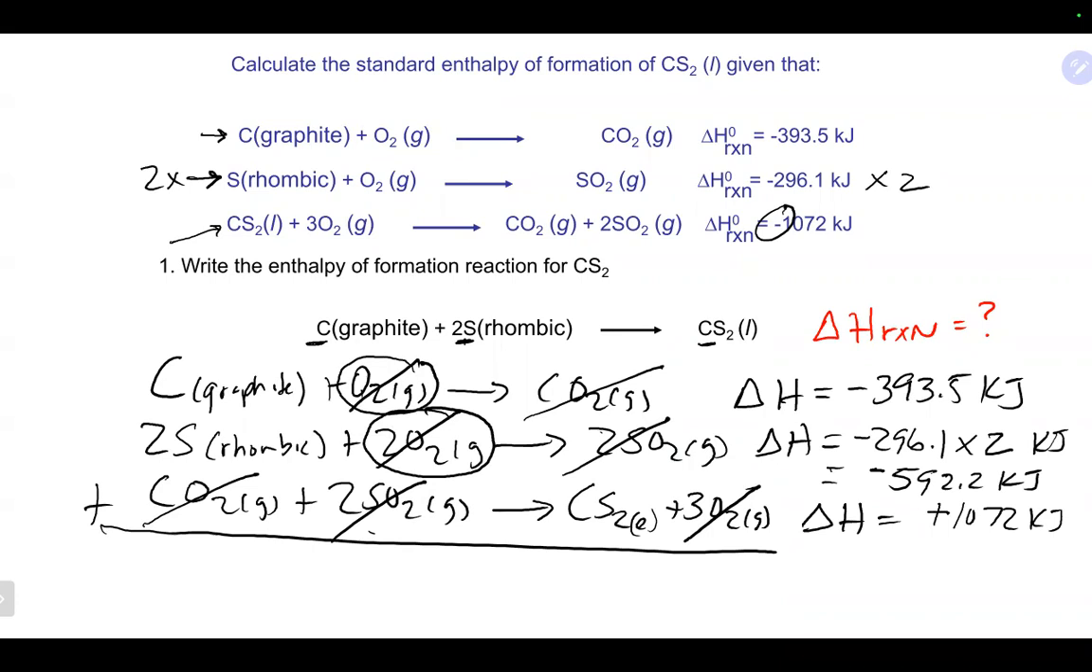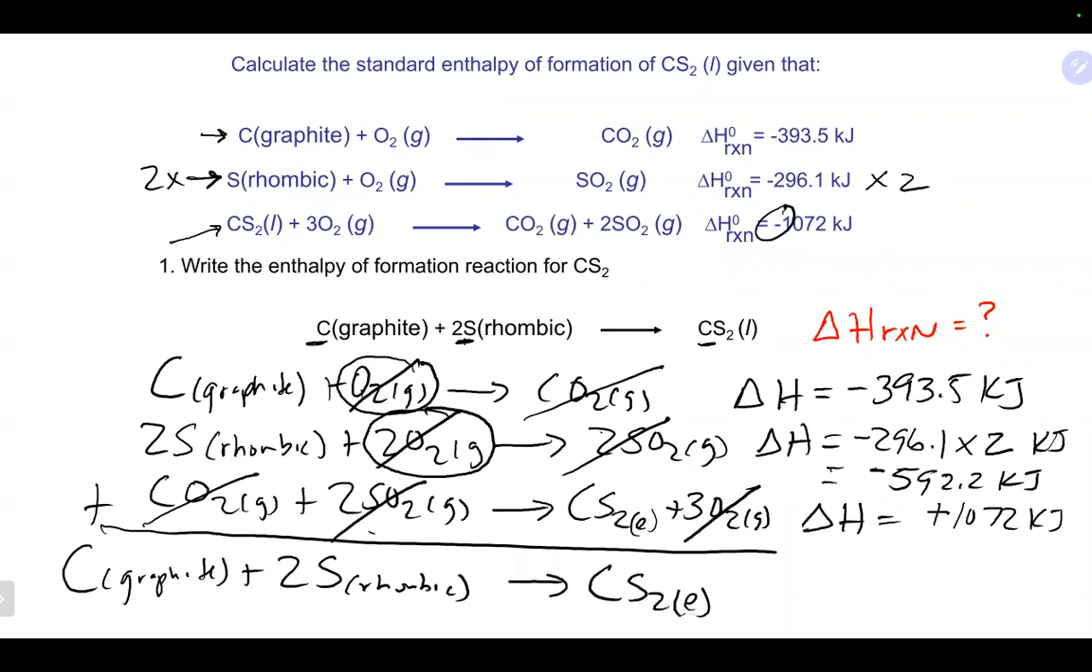At that point, I don't have anything else to cancel, so everybody on the left stays on the left. So that would be my carbon plus my couple of sulfurs going to my CS2 liquid. Any questions on that there?